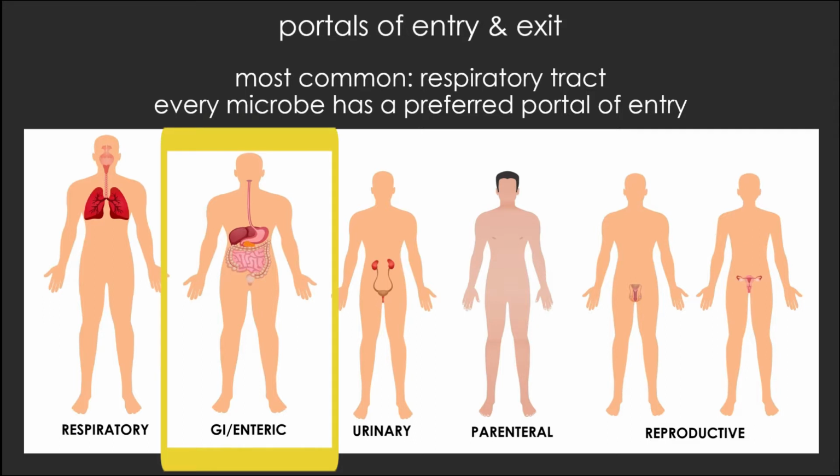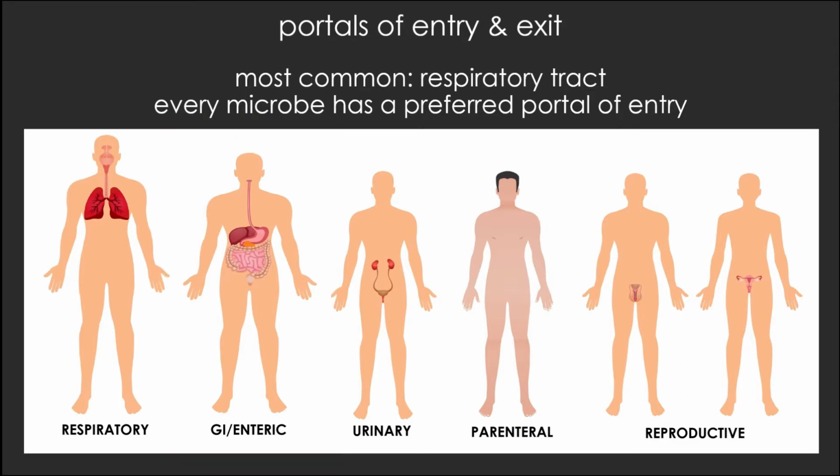Coming in a close second is the gastrointestinal tract. So that would be typically vehicle transmission, contaminated food or water are common gastrointestinal routes of entry, followed by the urinary tract, the parenteral tract, which means your skin, which is why you can see this person's colored a different color and you can see their hair. So that's your skin route. Remember from chapter 16, intact skin is your best defense against microorganisms.